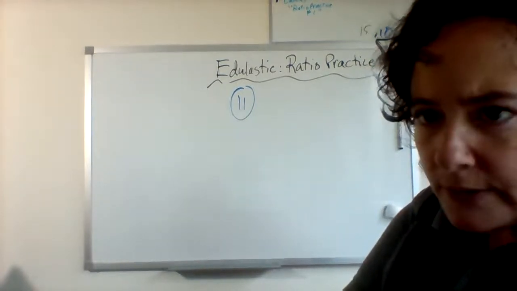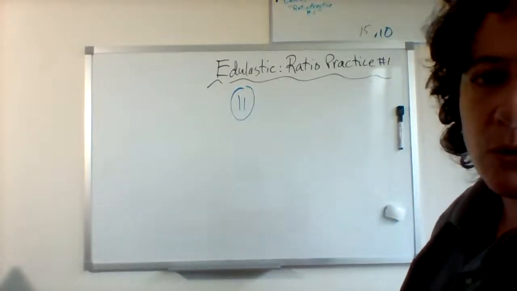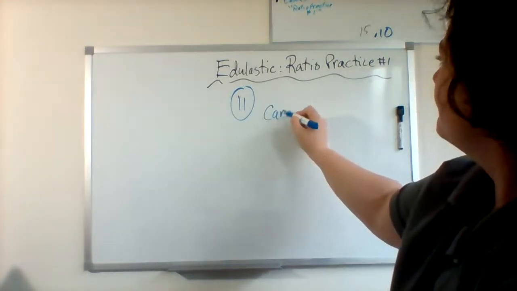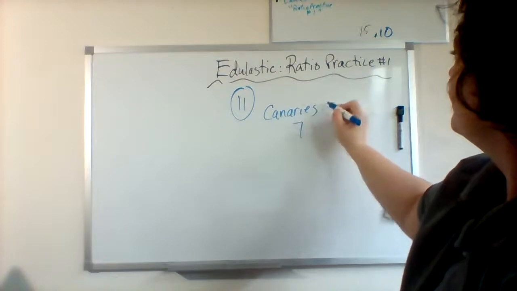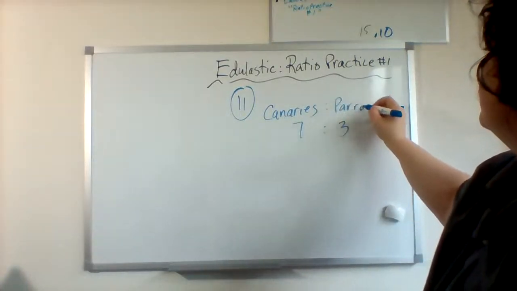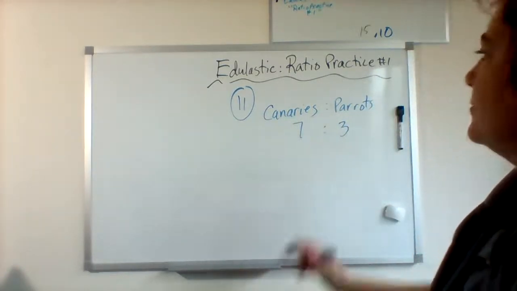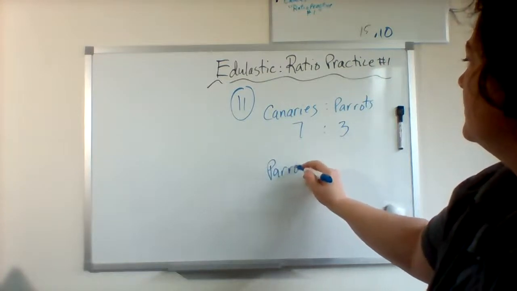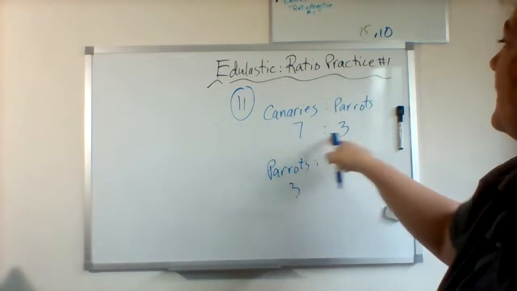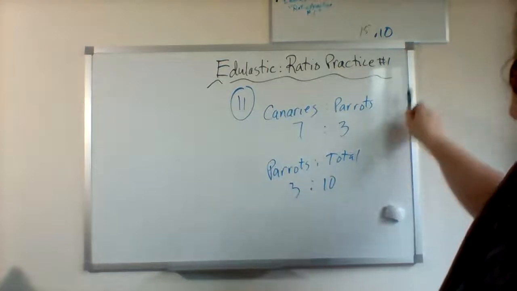All right, number 11. Use the drop down to create the correct ratio according to the situation. A pet store has 7 canaries and 3 parrots. The ratio of the number of parrots to the total number of birds. Parrots is 3 to the total number of birds. 7 and 3 is 10. 3 to 10. All right, that's number 11.